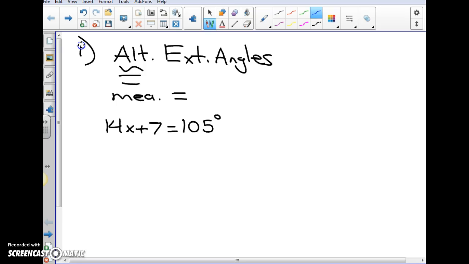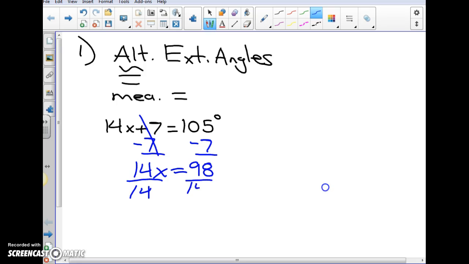So from here, I'm going to subtract 7 from both sides. That leaves you with 14x equal 98. Divide both sides by 14. You wind up with x being 7. Number 2.